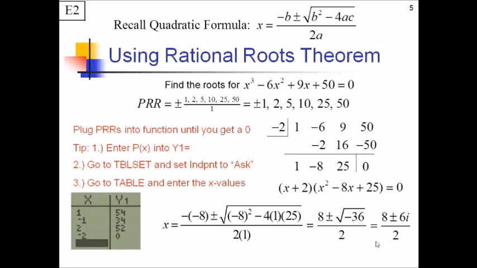So our answers for this then, we found that negative 2 was our only real root, and then we had the imaginary roots, the complex roots, of 4 plus or minus 3i. Here's another one for you to try out. Pause the video and see how far you can get.